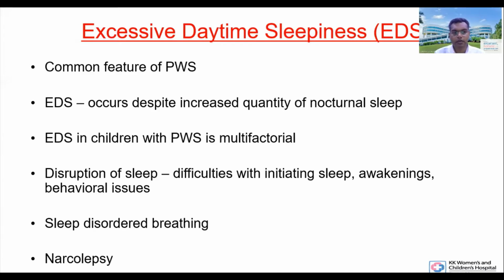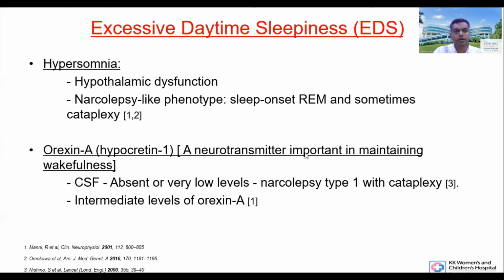Or it can be related to underlying sleep disorder breathing, which causes disrupted sleep, poor quality sleep, causing daytime sleepiness. Or in some children, it can be due to narcolepsy. The hypersomnia is thought to be related to the hypothalamic dysfunction, and some children can have the narcolepsy-like phenotype, where they can have sleep onset REM in the daytime, and sometimes they can have cataplexy, which we will talk about in the coming slides.